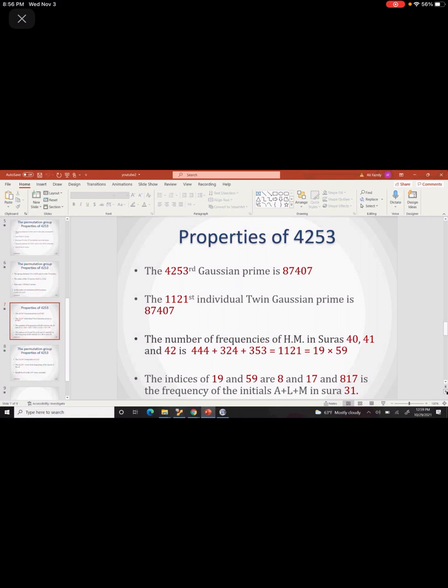Isn't that amazing? So from the exponent of the 19th Mersenne Prime, this is what we ended up at.